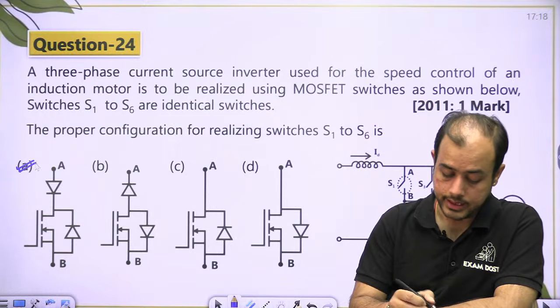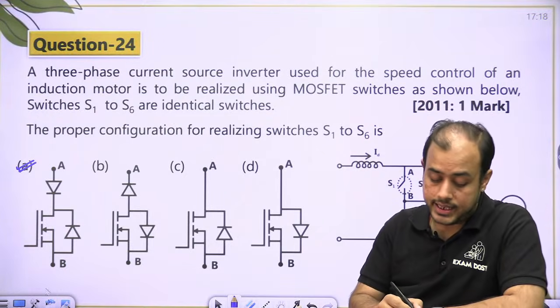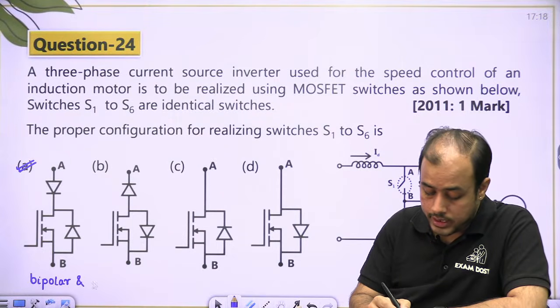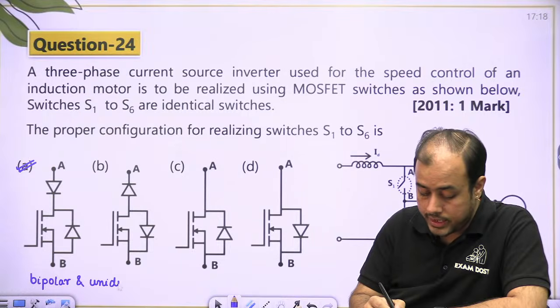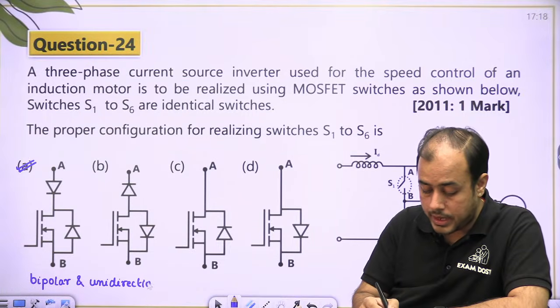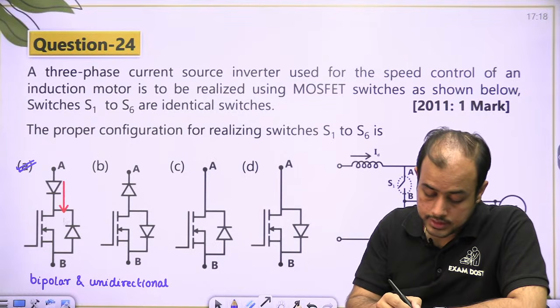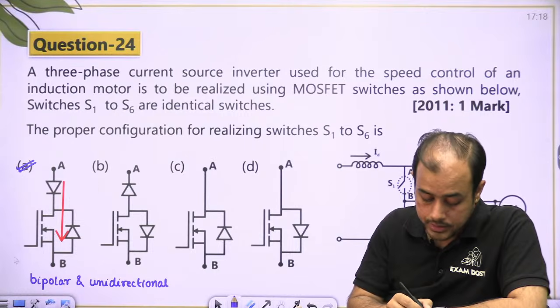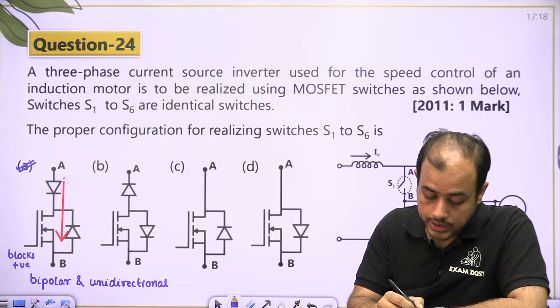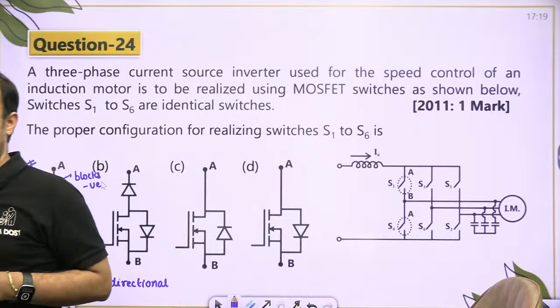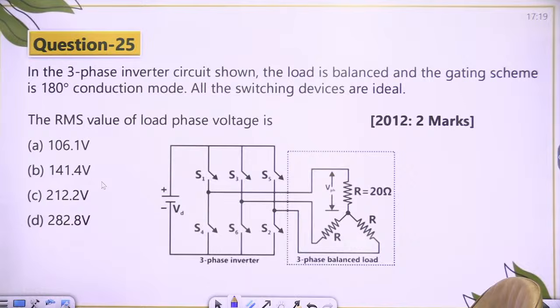The answer is A. Because for CSI, I need bipolar and unidirectional. For VSI, we need unipolar and bidirectional. So this is the only direction of current. MOSFET blocks positive, diode blocks negative. So bipolar and unidirectional. Yes, like SCR. So answer is A.